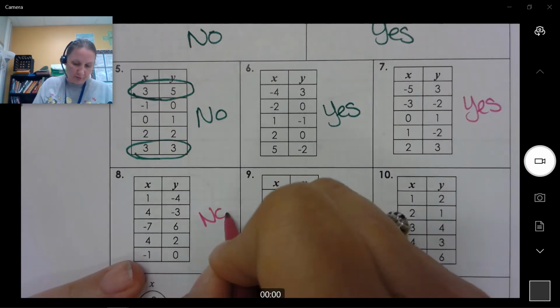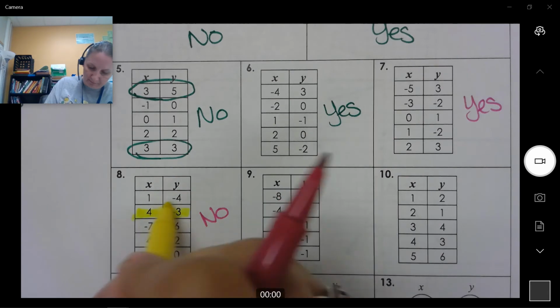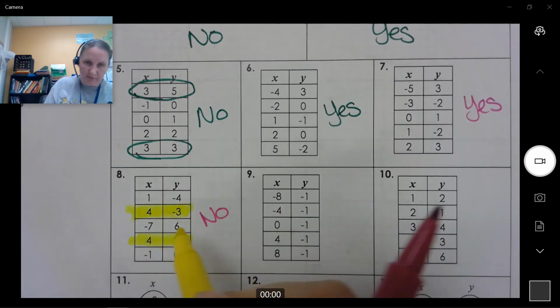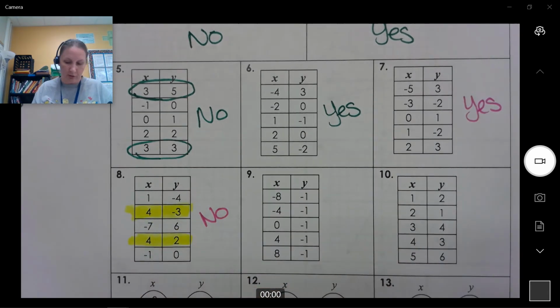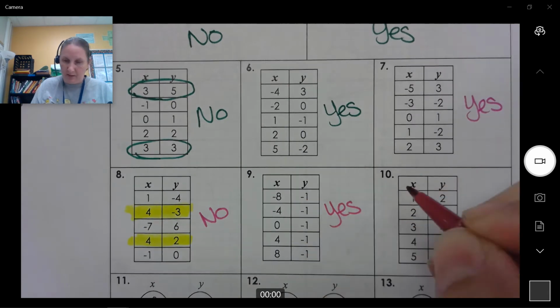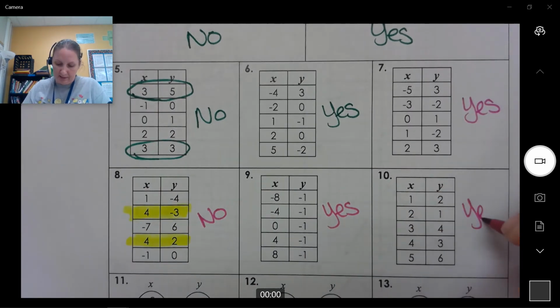8 should be a no, and that's because that one and then that one, 2 fours, that's a problem. Yes and a yes.